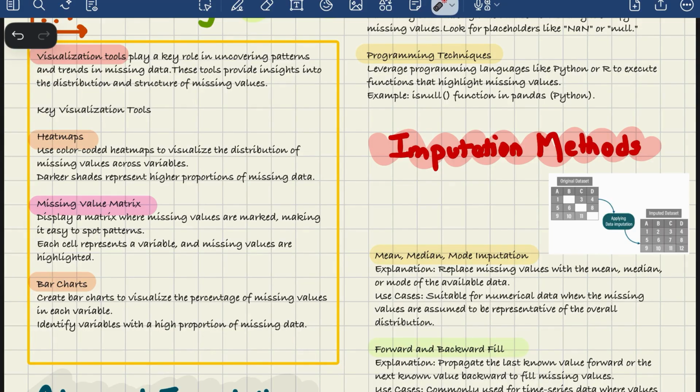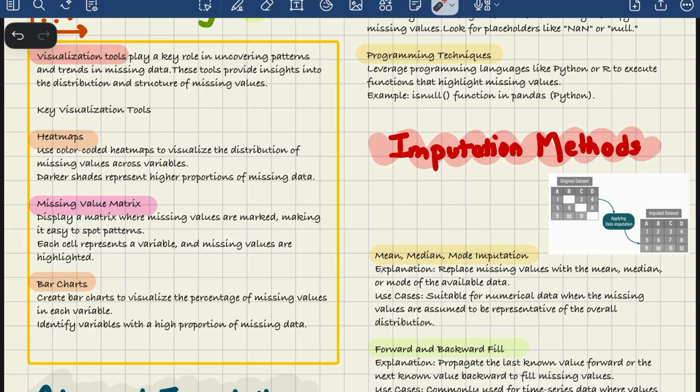All right, and then we also have programming techniques. So in practice, data scientists usually identify missing values programmatically. That means they use programming languages like Python with Pandas. So it is a common approach. The Python Pandas library is a common approach to check each column for null values. All right, so we use the isnull function in Python to identify if there are any missing values or not.